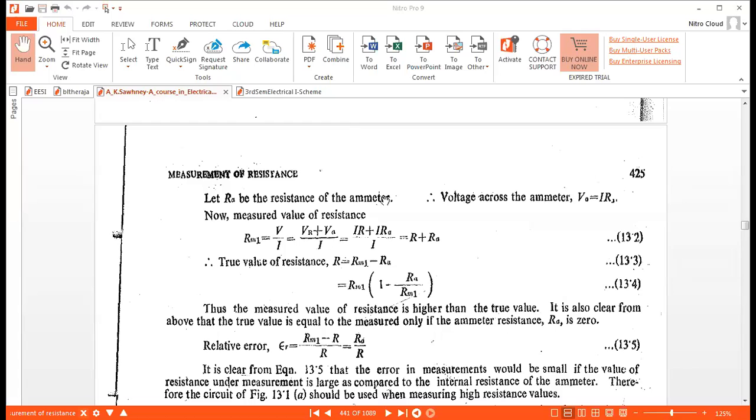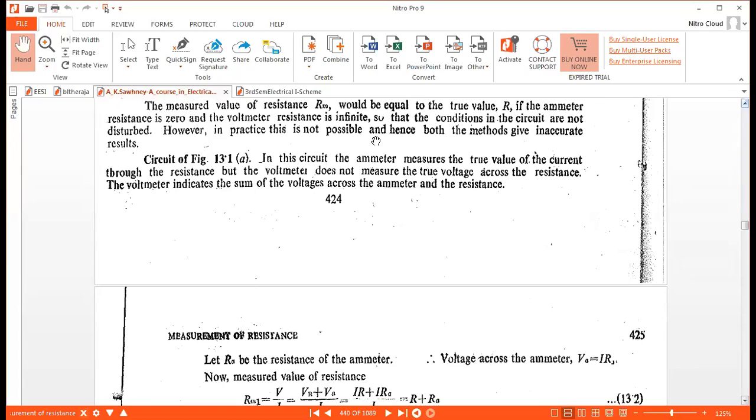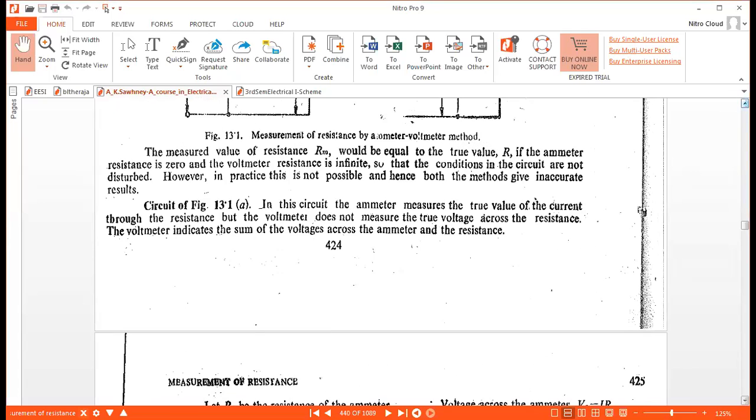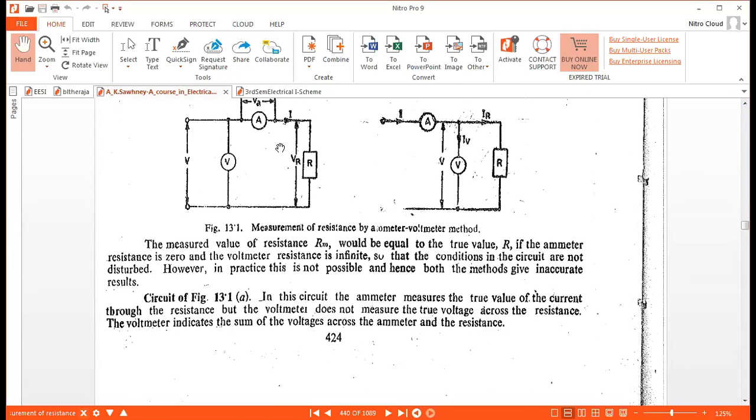From where should I explain to you? There is a certain deviation from the true value because of these connections. In one condition you have to consider the resistance of the meter, and because of that resistance there will be a voltage drop, that is VA. For the second circuit, ideally the voltmeter resistance is infinity, but practically that is not possible; some milliampere current flows through the voltmeter. For this case some voltage drop will be there.